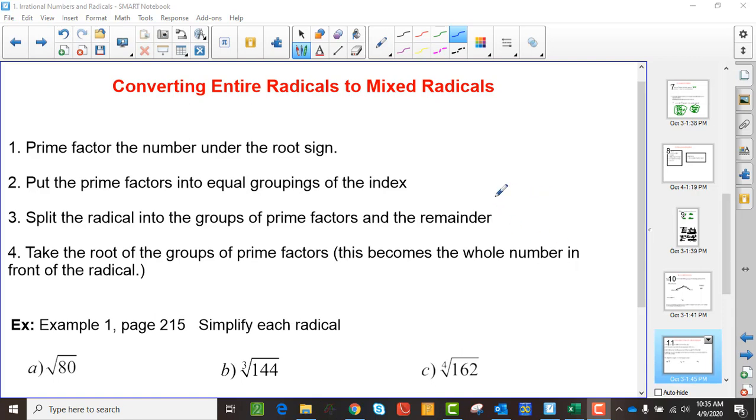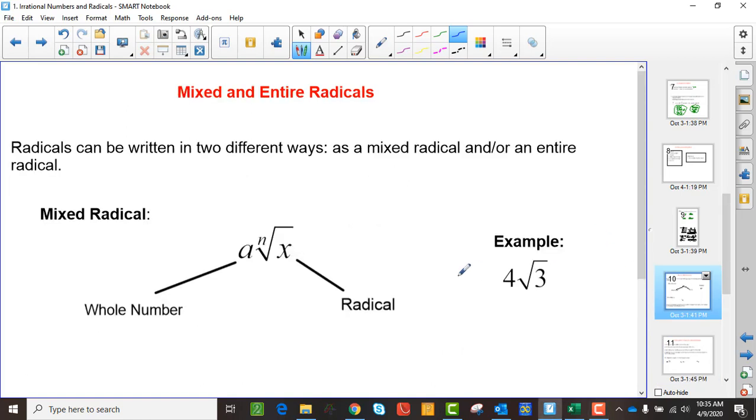We're going to discuss today how to convert radicals, entire radicals and mixed radicals. And so what we're going to talk about is the concept of what is a mixed or an entire radical first. When you're looking at radicals, we talked in the previous video about the fact that this part is a radical where you have an index and then inside you have what is called the radicand.